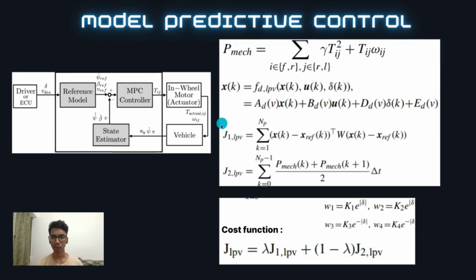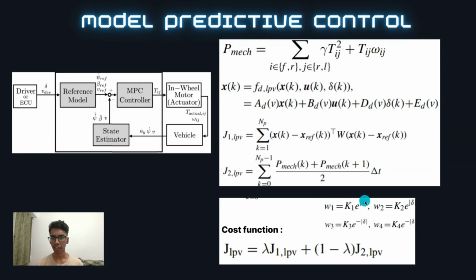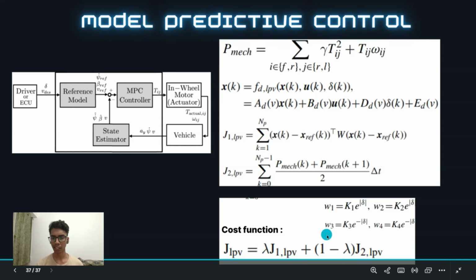It tries to minimize two loss functions, that is, this one which ensures stability, and this one which ensures power, which ensures the energy efficiency. As you can see here, it looks N states into the future. You can also see some weights here. As you can see, W1 and W2 increase with delta, and W3 and W4 increase exponentially when delta is smaller.